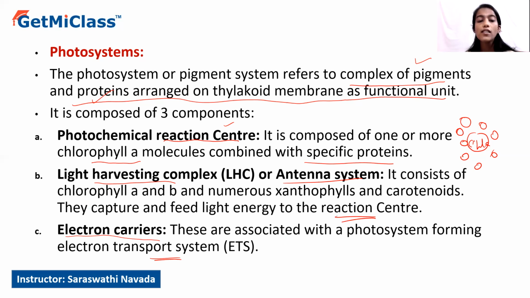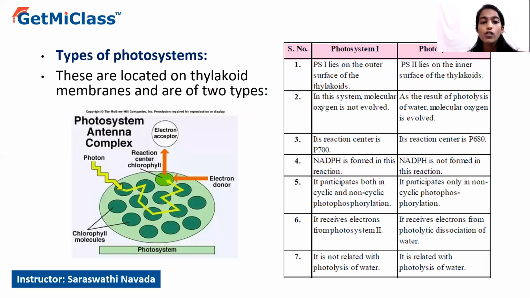And based on this, we can classify the photosystem into two types, and all these photosystems will be located on the thylakoid membrane. So this is the diagrammatic representation of a photosystem. This is the reaction center, which is surrounded by the light harvesting complex as well as the electron carriers. Okay. So in case of photosystem, there are two types. One is photosystem 1 and another one is photosystem 2. So how these are going to differ from each other, we'll see.